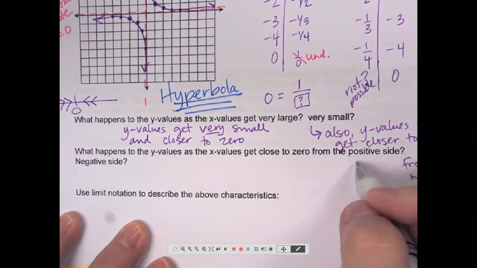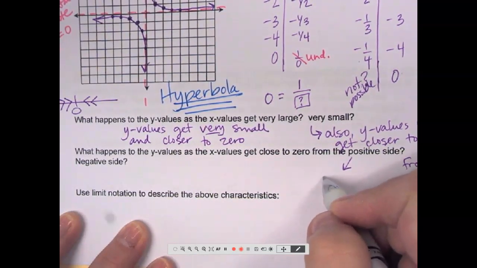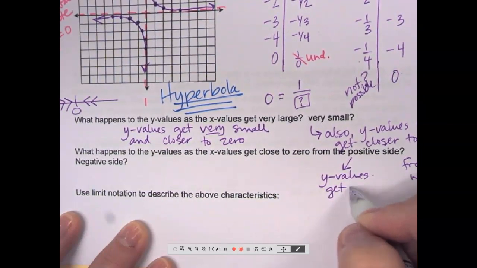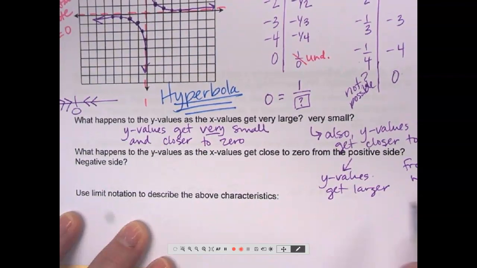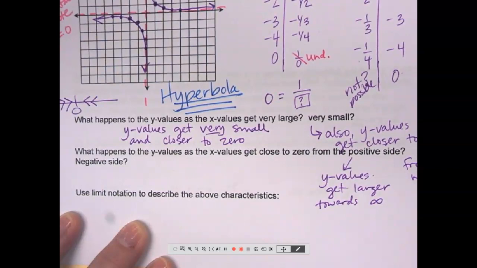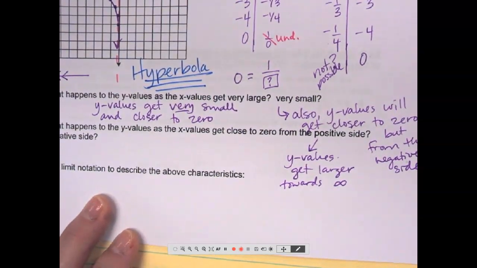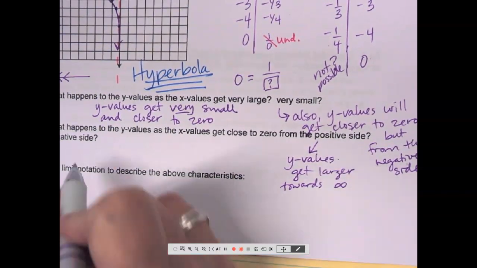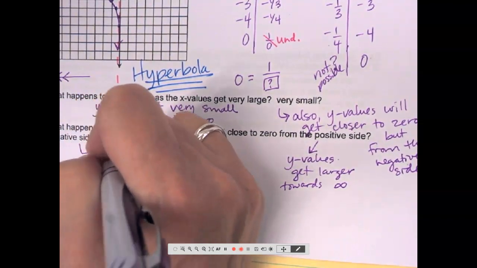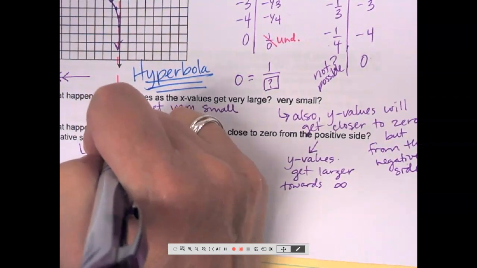Okay, so from the positive side, y values get larger. I'm going to say towards infinity, because isn't it going to just keep getting larger? If I used a 10 for an x, then 1/10, then it would be 10. 1/100th would be 100. So it's just going to always continue getting larger. From the negative side, they're getting smaller towards negative infinity.